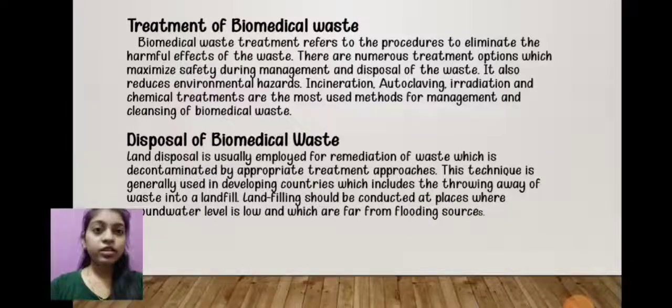Disposal of biomedical waste. Land disposal is usually employed for remediation of waste which is decontaminated by appropriate treatment approaches. This technique is generally used in developing countries, which includes the throwing away of waste into a landfill. Landfilling should be conducted at places where the groundwater level is low and which are far from floating sources.